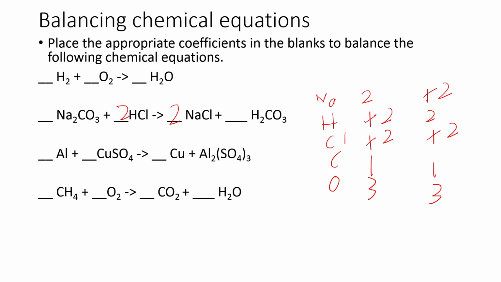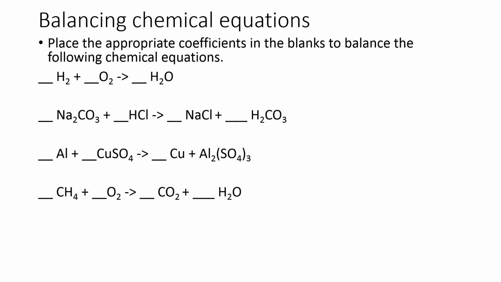Okay, so let's try our third balancing. For this third one, we have aluminum, copper, sulfur, and oxygen. So on the left, we have 1 aluminum at the start, 1 copper, 1 sulfur, 4 oxygens. And on the right, we have 2 aluminums, 1 copper, 3 sulfurs, and 12 oxygens. Now remember, you'll notice that at first view, the coppers and the aluminums are by themselves, so I'm going to try not to mess with those at first.